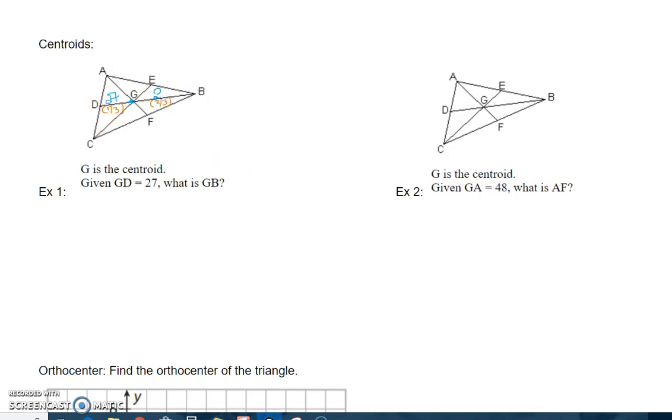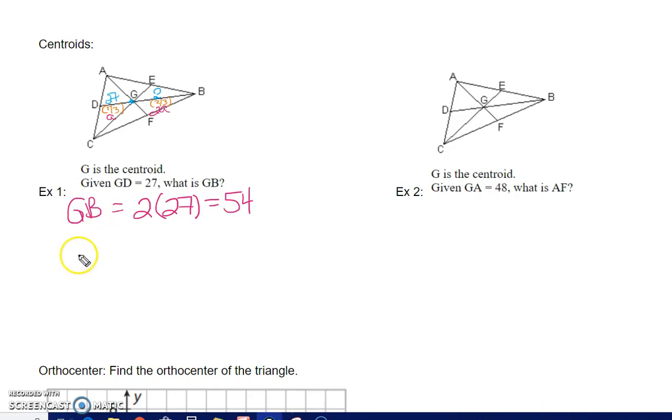I also know that if 1/3 of the length is represented by a variable A, then the 2/3 is twice that amount. So that means that GB is going to be twice the 27, and twice 27 is 54.